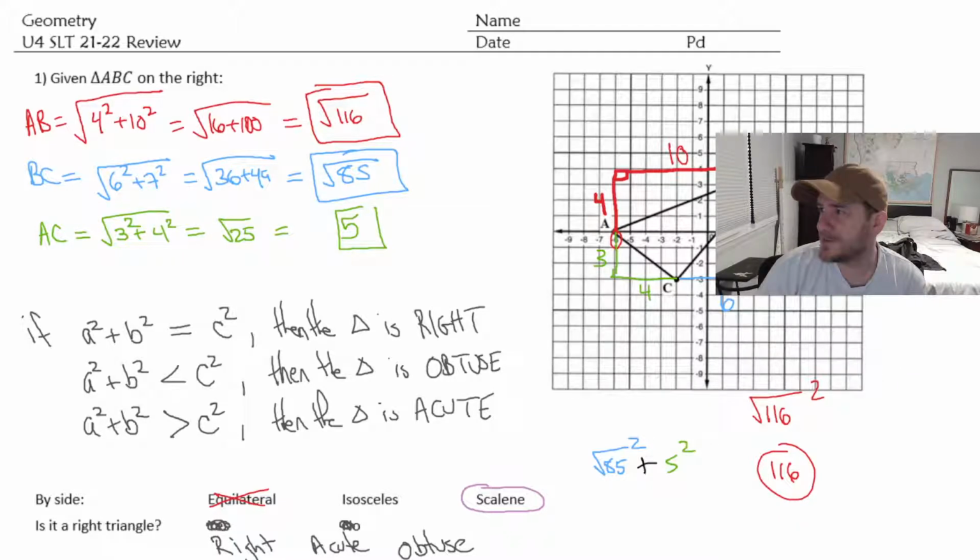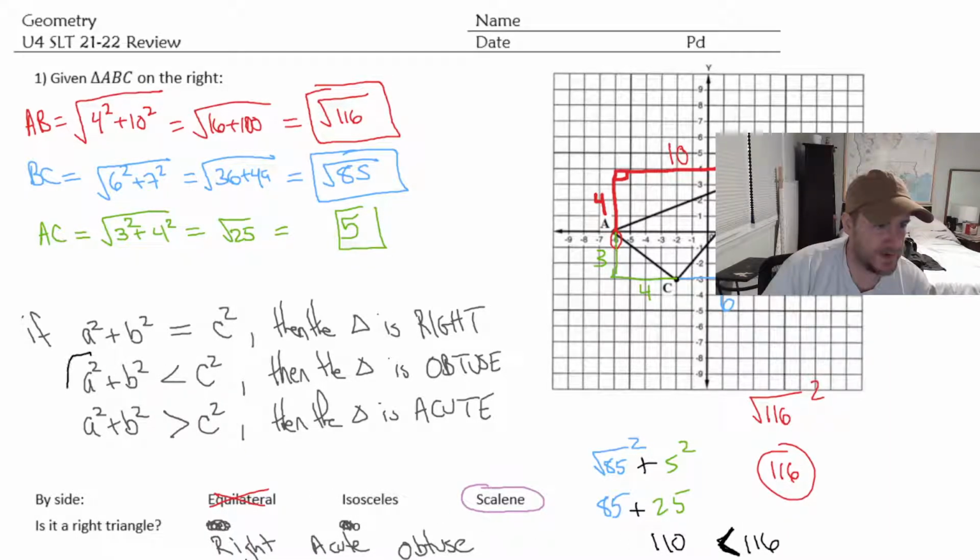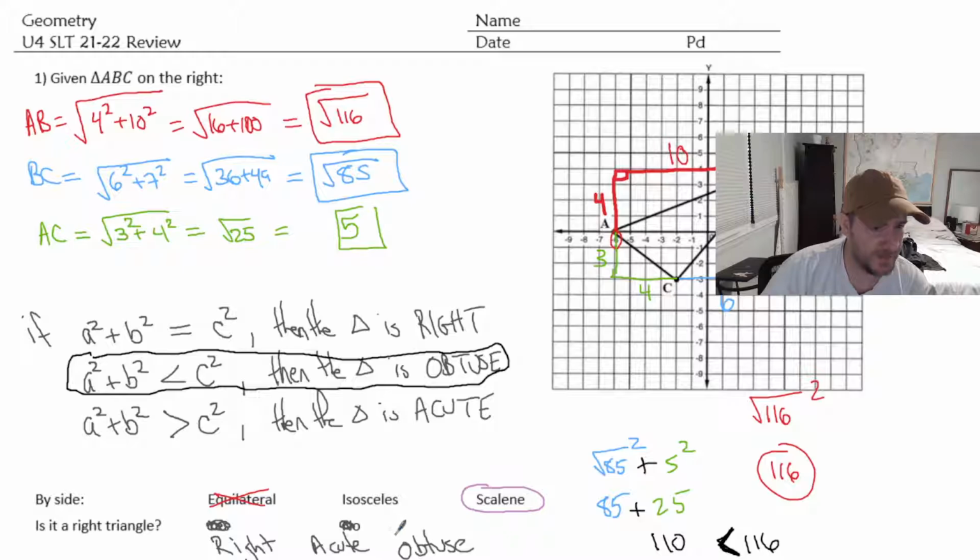So root 85 squared is normal 85. And 5 squared is 25. But adding that up only gives us 110 versus 116. So comparing those values, we see it's the 116 that's bigger. So that definitely puts us here, where c squared is the bigger thing, which proves that our triangle is obtuse.